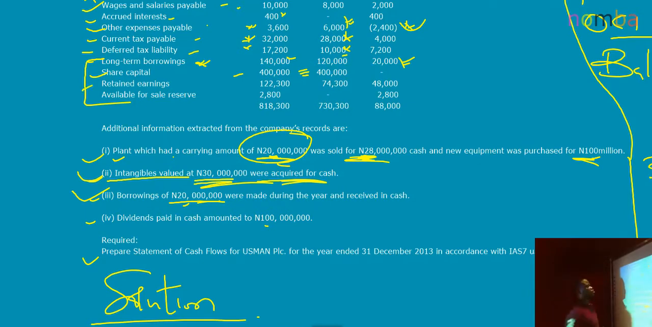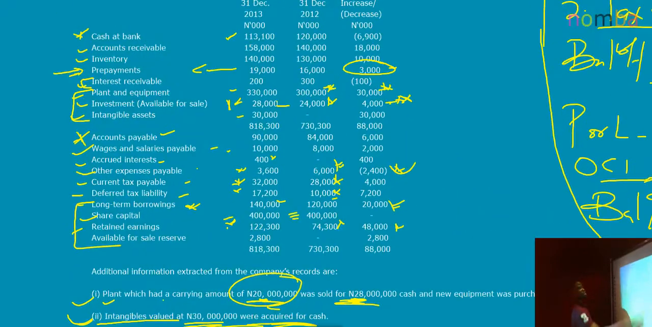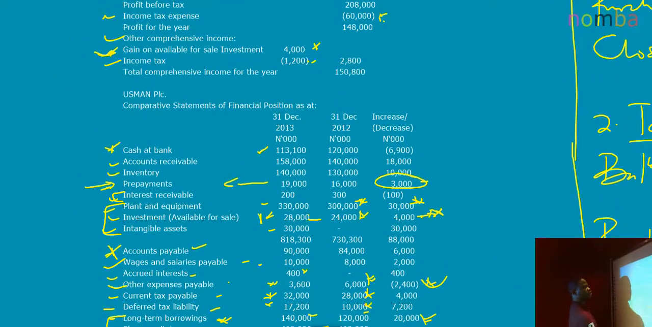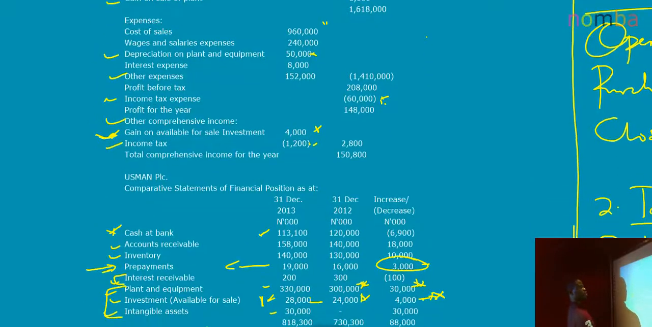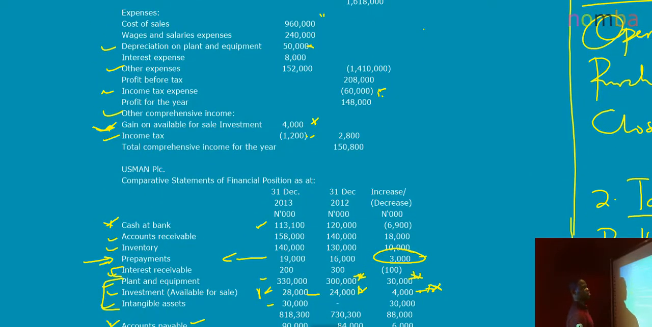Then, we will have retained earnings. And these retained earnings at the beginning of the period was 74,300, and at the end of the period was 122,300. And the movement was 48,000. And this movement, or increase in retained earnings, will have been as a result of the profit for the period. And the profit we made for the period was 148,000.